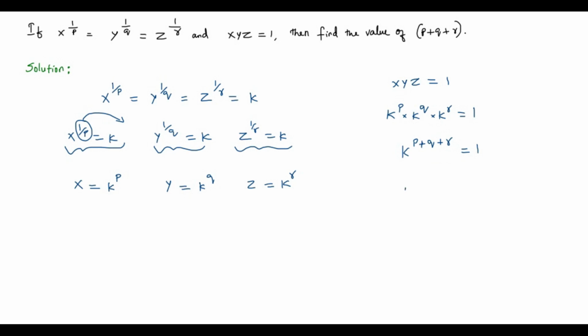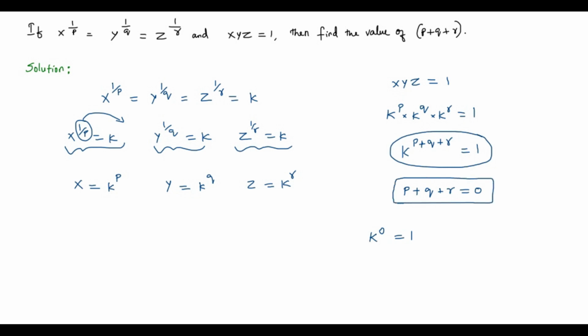It's very simple, that is p plus q plus r is equal to 0. When p plus q plus r is equal to 0, we will get k to the power of 0. Anything to the power 0 is equal to 1, so k to the power of 0 is equal to 1. So this equation will be true only when p plus q plus r is equal to 0. So the value of p plus q plus r is equal to 0.